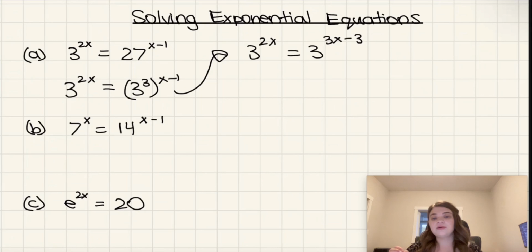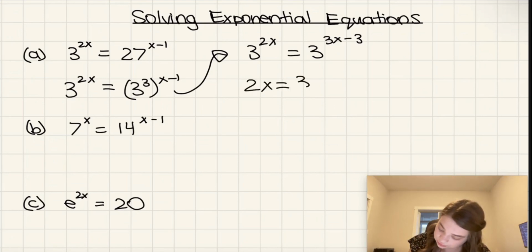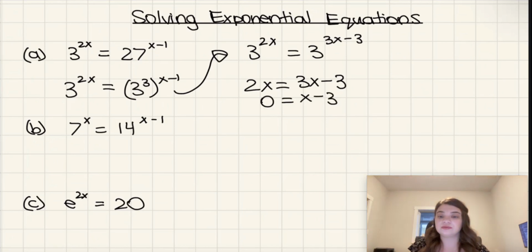Now that our bases are the same, we can just solve for the exponents, right? This means that 2x must be equal to 3x minus 3. If I subtract 2x from both sides, I get that 0 is equal to x minus 3. And then if I add 3 to both sides, I get that x is equal to 3. And so that's the answer for our first one.